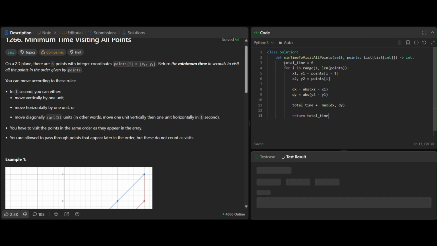Here's an interview tip. If a problem allows diagonal movement, always ask yourself, can I move in multiple dimensions at once? That question often leads directly to the optimal solution.